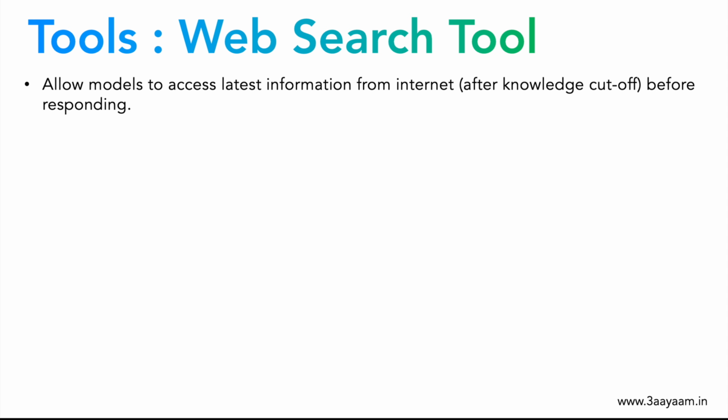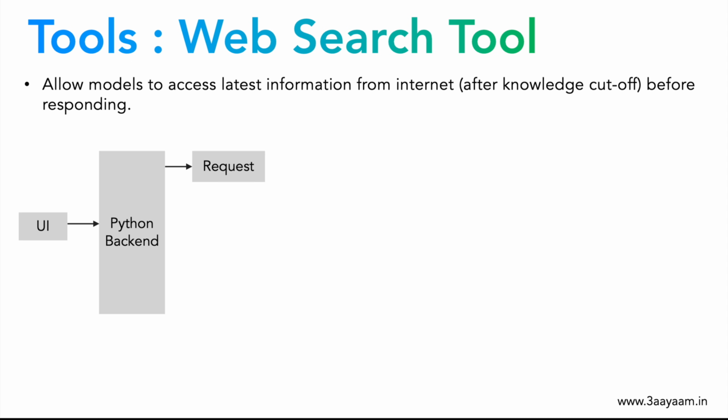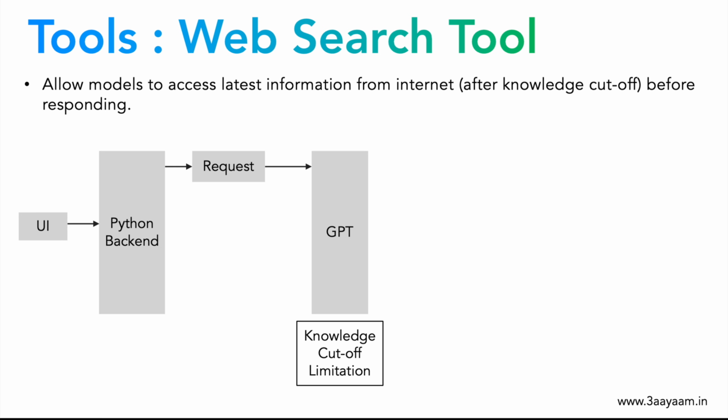If we want the model to access information from the internet, we can use this tool. So we have this UI. The UI would be written in JavaScript or anything else of that sort. So let's say you have an application, you'll be using your own UI to call the Python backend. I'm showing you code examples using Python, but it can be any other programming language also. And the Python backend would send the request to the GPT model. Now, the GPT model has a limitation of knowledge cutoff. It is the date until which the model was trained using internet data. So if we ask any question beyond this date, the model will not be able to answer.